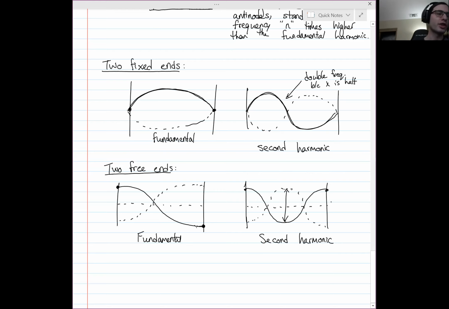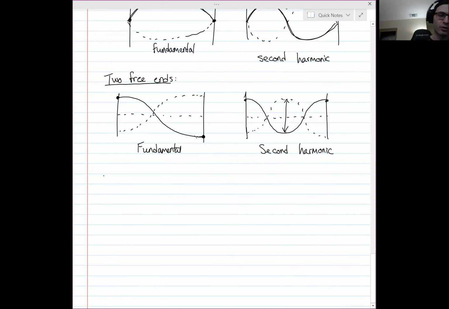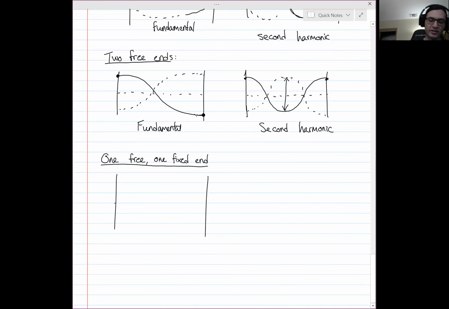Now, there's one more thing that always confuses people. What do we do if we have one free end and one fixed end? Well, we know that one side has to just be fixed. So let's say, without loss of generality, that the left side is fixed. What is the right side going to do? Well, the right side has to be at one of these antinodes, right? Because it has to be allowed to move freely. And so what you end up with is a shape like this, where the left side is fixed and the right side just moves up and down.